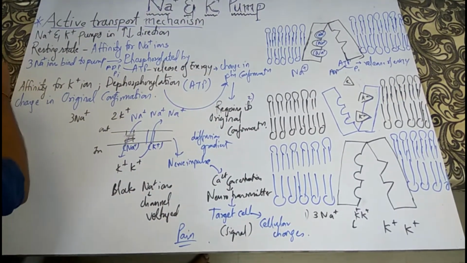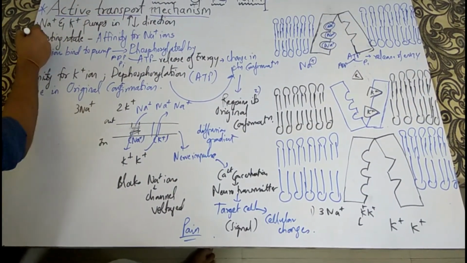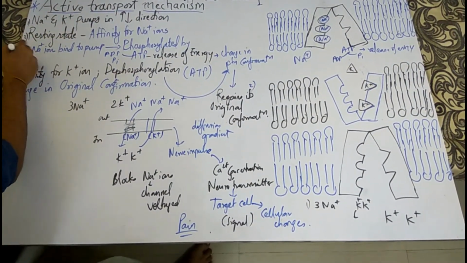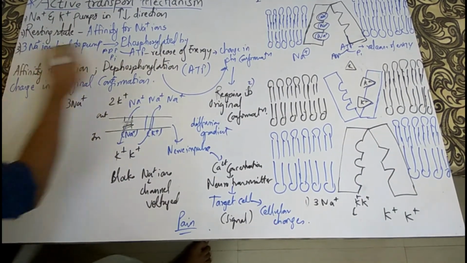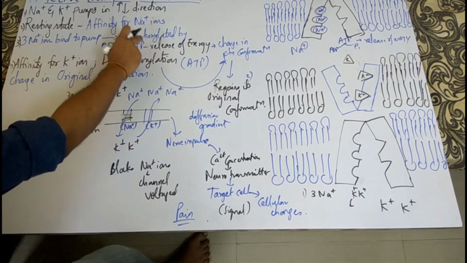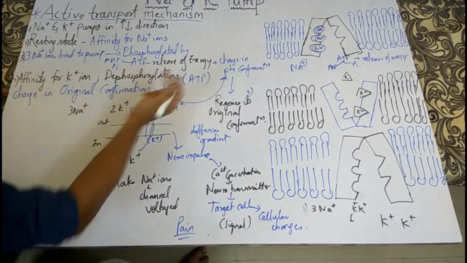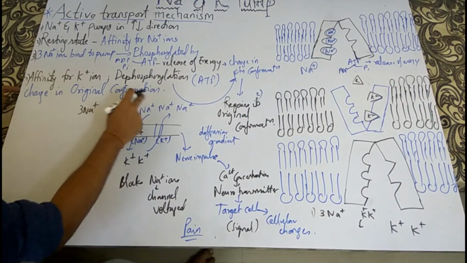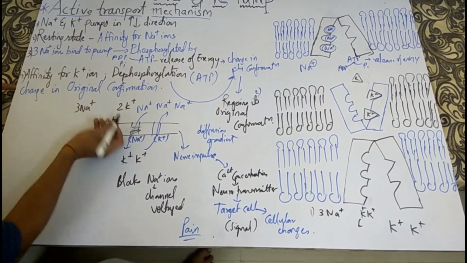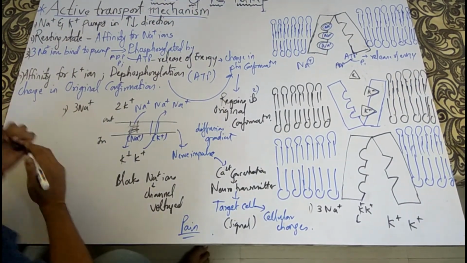So these are the steps, so you will not get confused. Resting state, opposite direction, affinity for sodium ions, then conformational changes, then fourth, the same procedure is repeated, but here it does not get phosphorylated, it is dephosphorylation, because phosphorylation has already happened. Then change in original configuration. Every cycle, 3 sodium go outside and 2 potassium go inside.